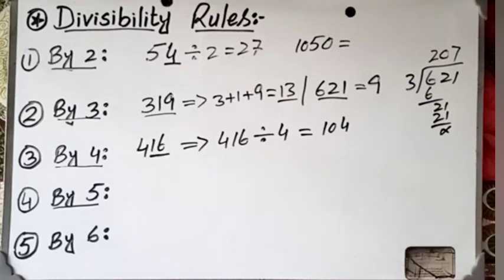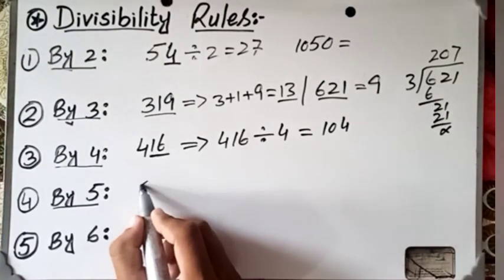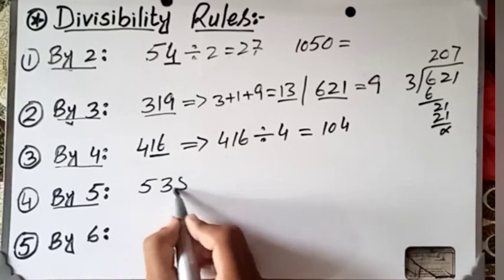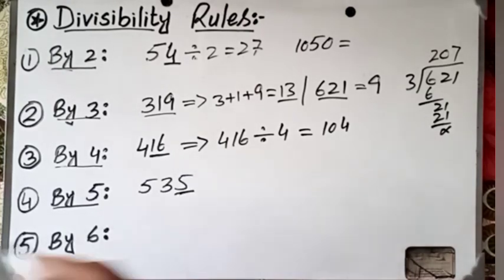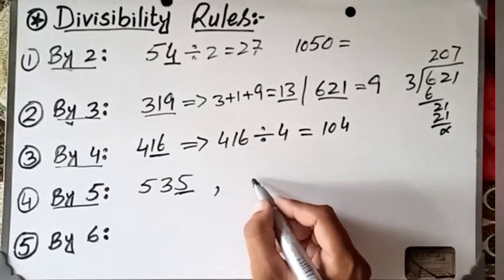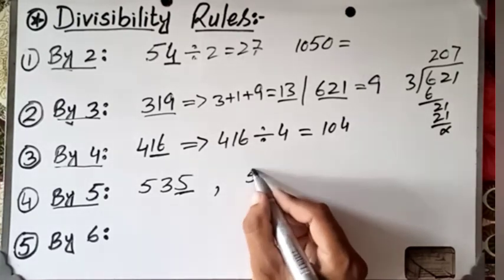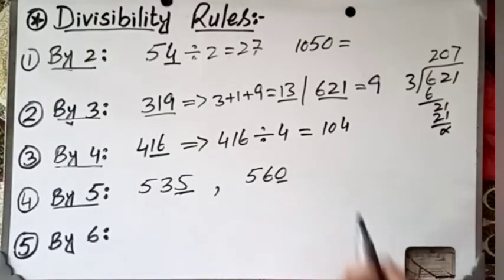Then we have divisibility by 5. A number is divisible by 5 if its unit place is 0 or 5. Only 0 or 5. For example, 535, its unit place is 5, so this is divisible by 5. And if we have 560, its unit place is 0, so it is also divisible by 5. You can check it by dividing. This is the divisibility rule.